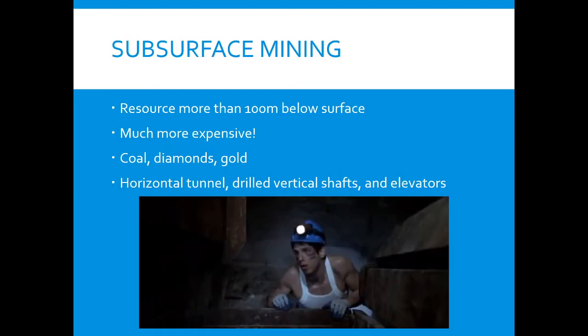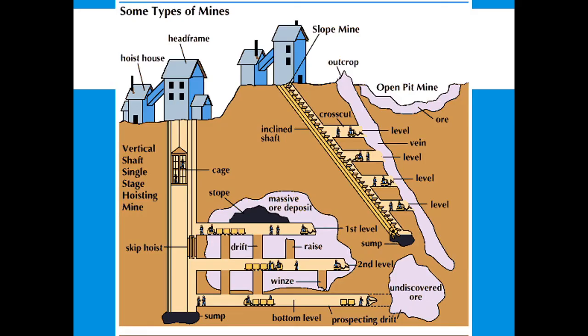Now, subsurface mining is a little bit different. This is typically when you're looking for something that's more than 100 meters below the surface, and it's very expensive. This is being done for coal, diamonds, and gold. Essentially, you have horizontal tunnels and then vertical shafts with elevators to transport the ore. So this is just an example of some types of mines: a slope mine, where you go down, and then a vertical shaft single stage hoisting mine.